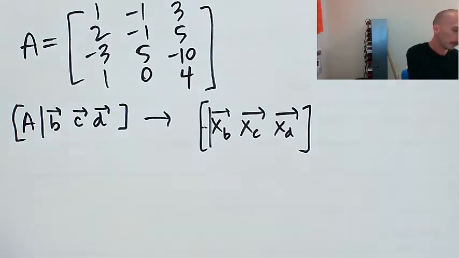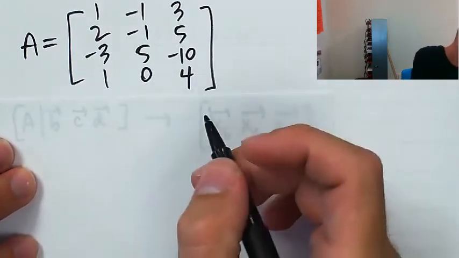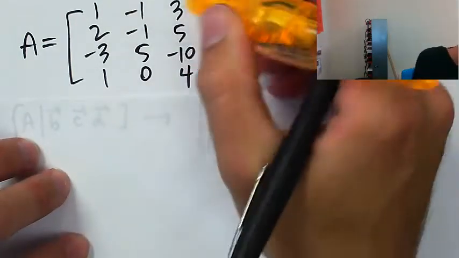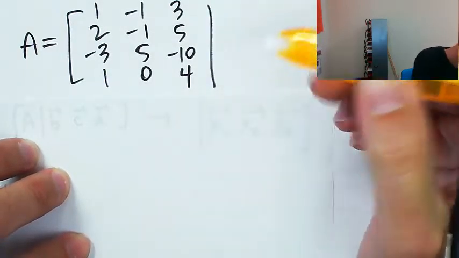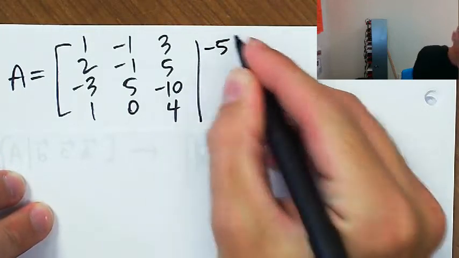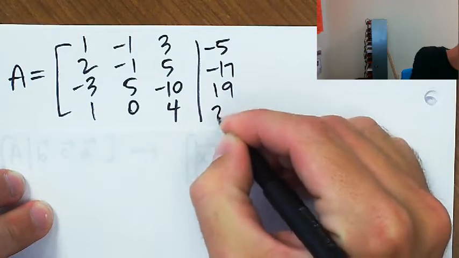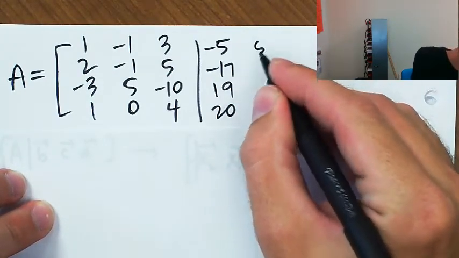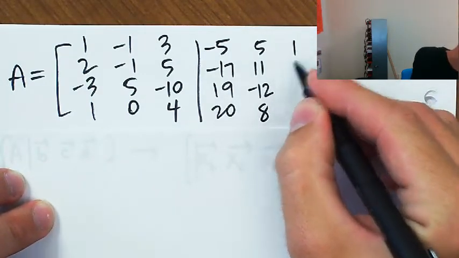So to do that, I'm going to just kind of, why waste the time? Right, we're going to turn this edge of a matrix into a vertical line. And then we're going to augment it with the 3 vectors. So b is -5, -17, 19, and 24. Okay. 5, 11, -12, 8. And 1, 2, -1, 5.